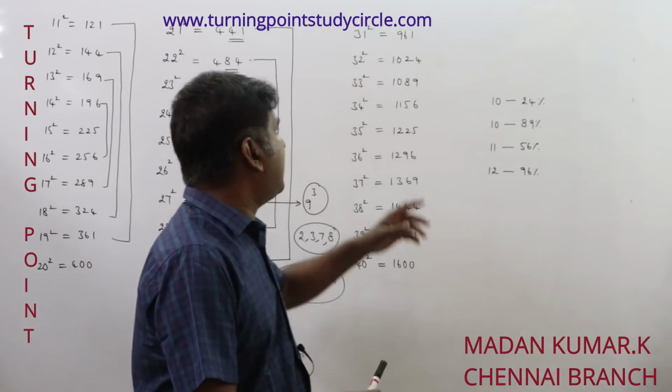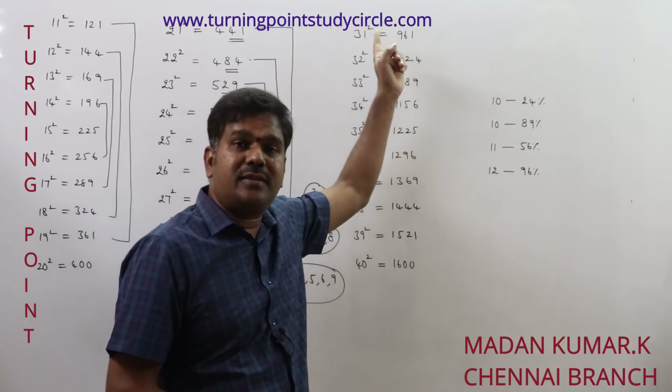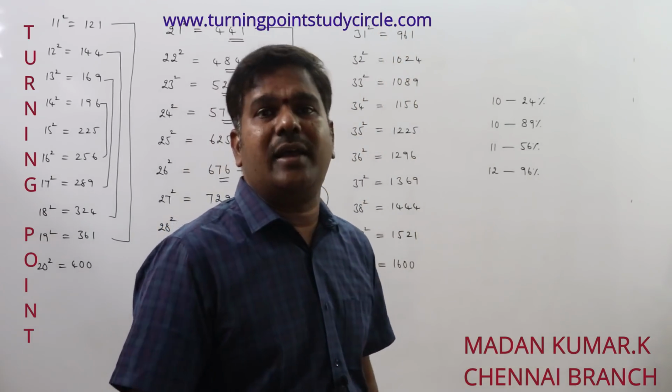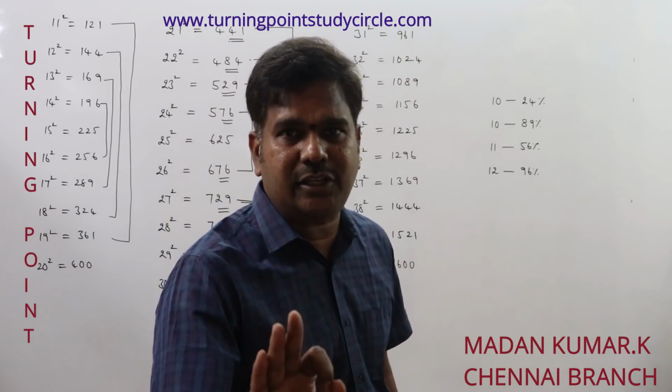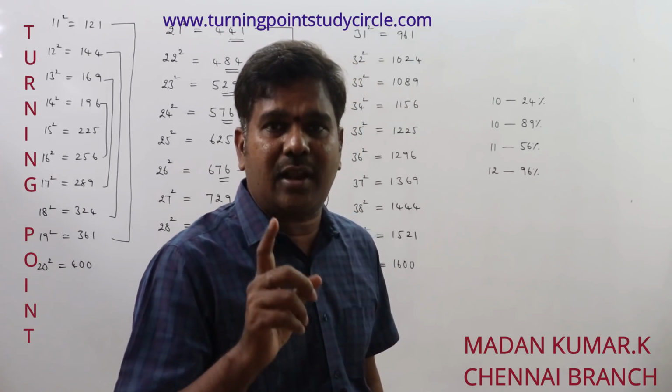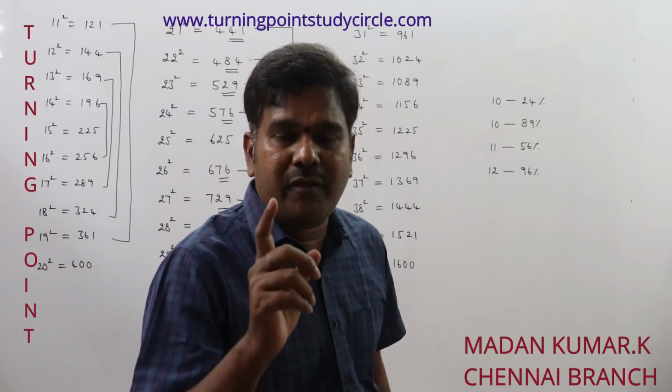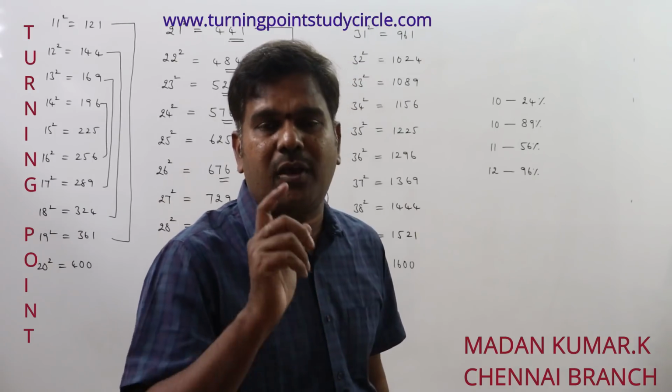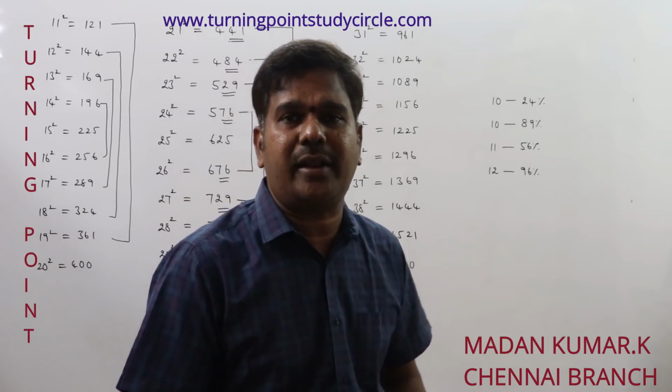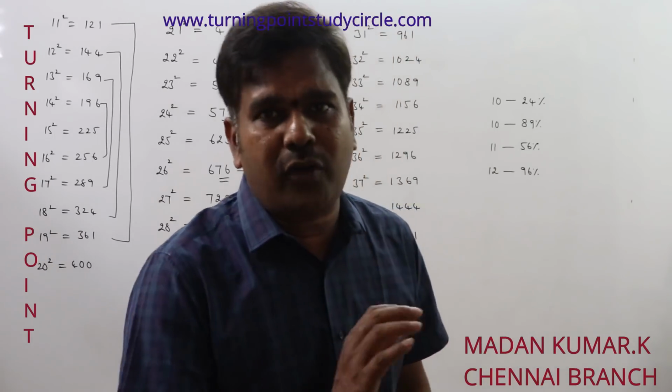So first, 31 square is 961. This is the last 2-digit square number which ends with 3-digit values. From 32 onwards till 99 square, you will be having 4-digit values.